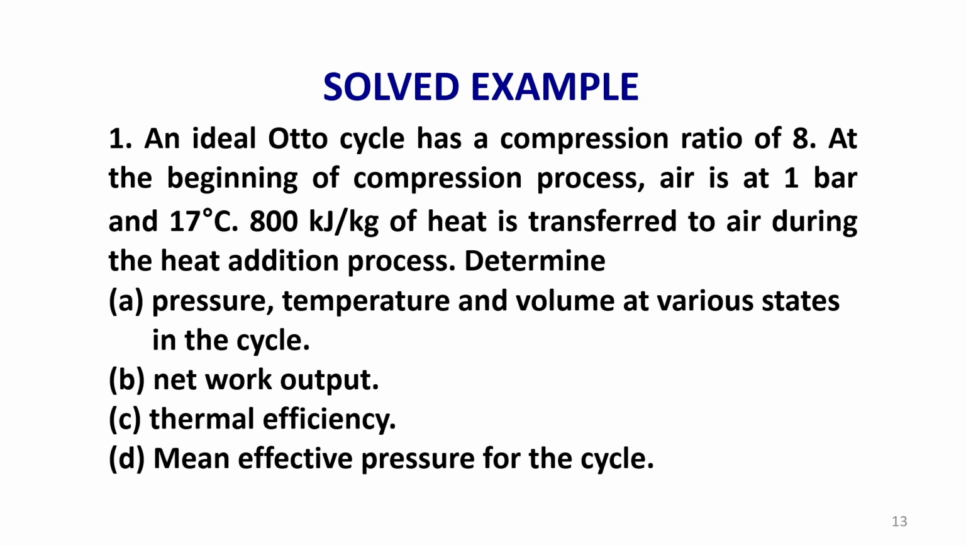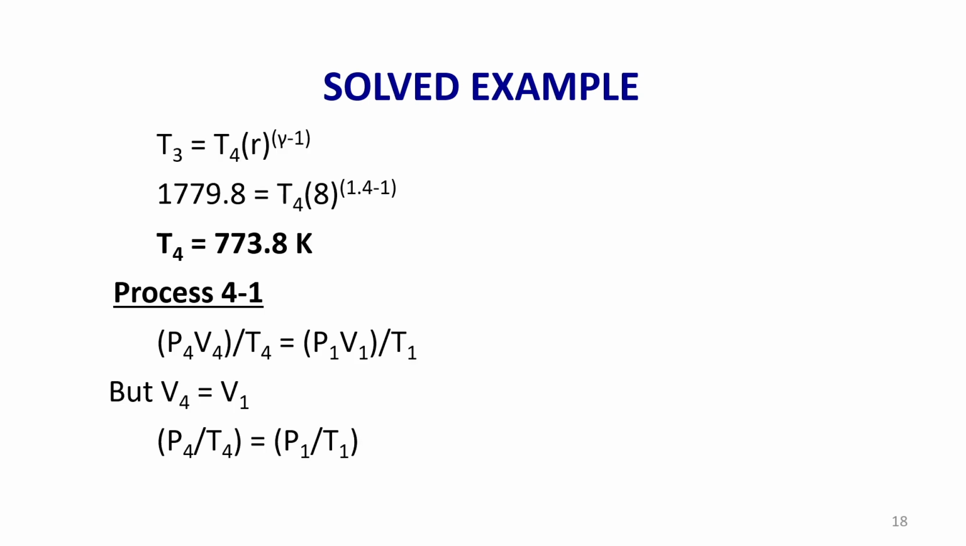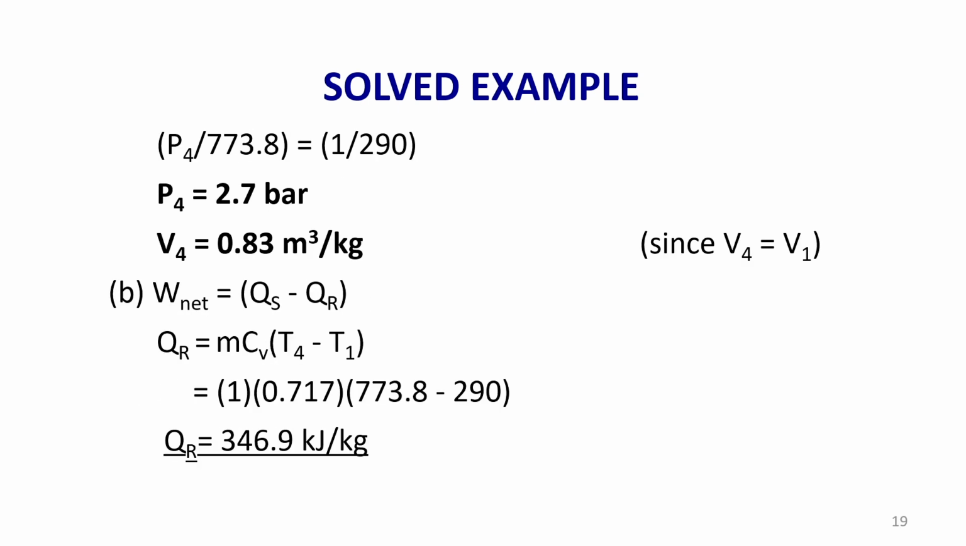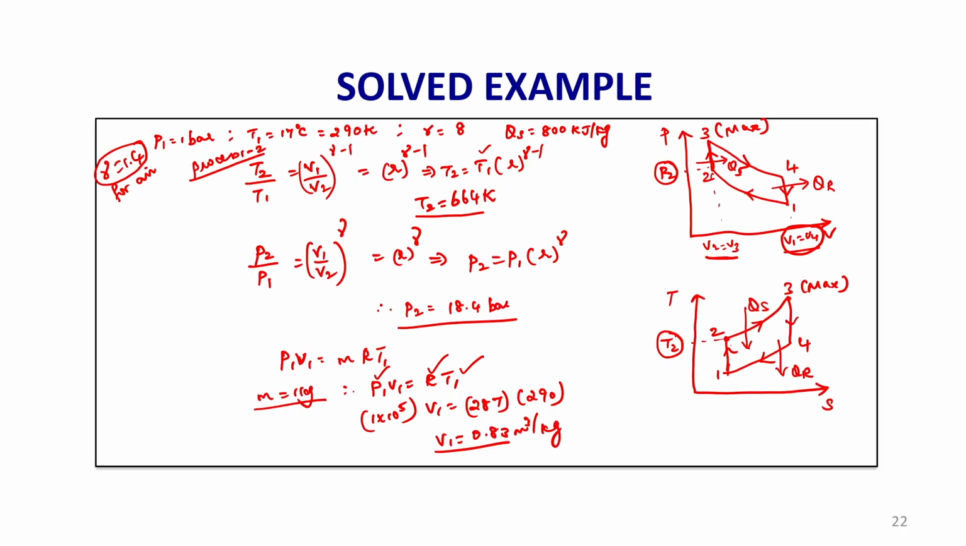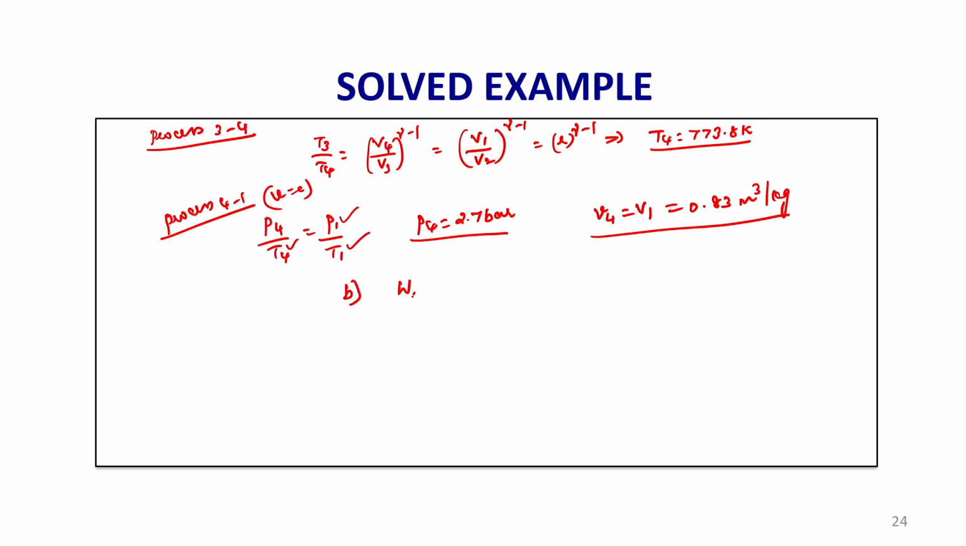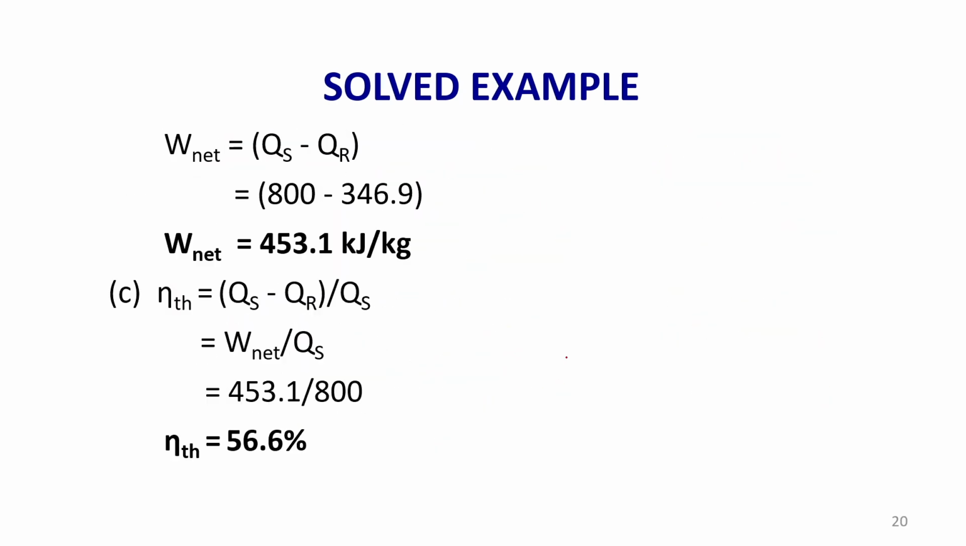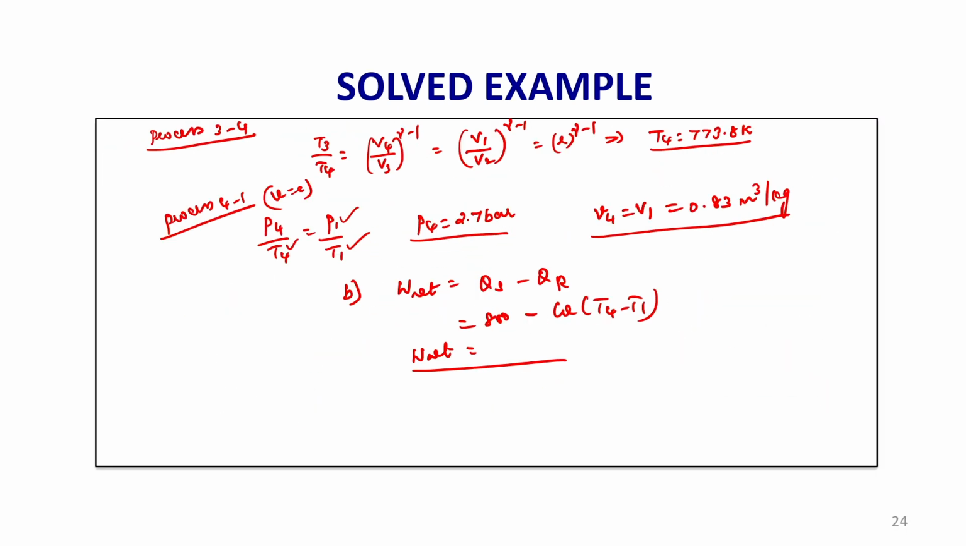Second one is net work output. The net work output is heat supplied minus heat rejected, okay. And heat supplied is given in the problem, in the question. So, part B of the question, W net is equal to Qs minus Qr. This is given as 800 kilojoule minus this is Cv into T4 minus T1. So, when you substitute the values, you will get W net as 453.1 kilojoule per kg. And third one is efficiency.